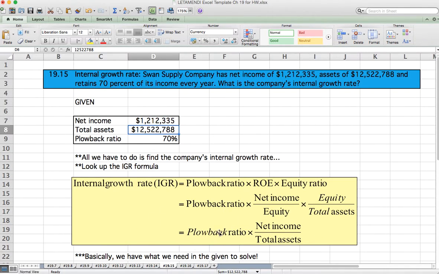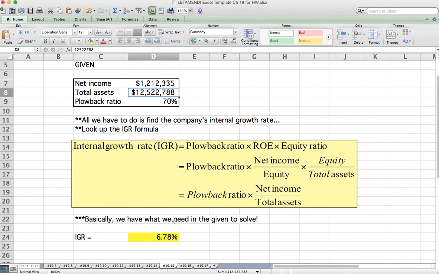So it looks like it's going to be this, doesn't it? Basically we have everything that we need to solve the problem. So IGR is going to equal your plowback ratio times, open parentheses, your net income over your total assets. And when you do that, you get 6.78, and we confirm with the back of the book that is the case. The back of the book says 7.8, but let's keep it at 2 decimal points.